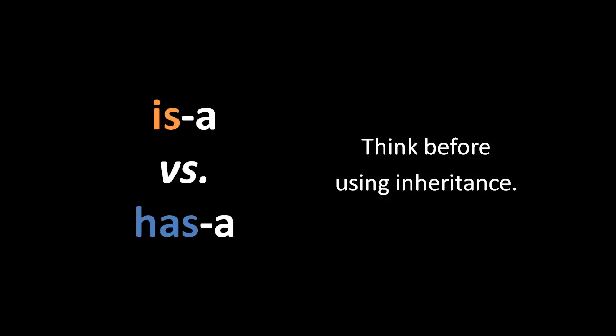If we were going to extend the car class, we would do so with something like Toyota or DeLorean or sedan, something which is a car, just a more specific kind of car. So when thinking about using inheritance, just be sure to ask yourself, is this an is-a relationship or a has-a relationship?